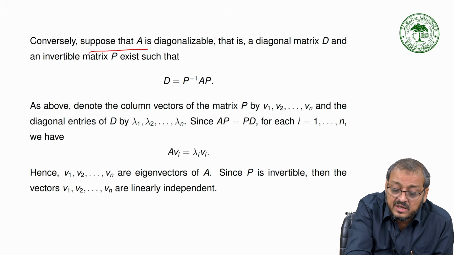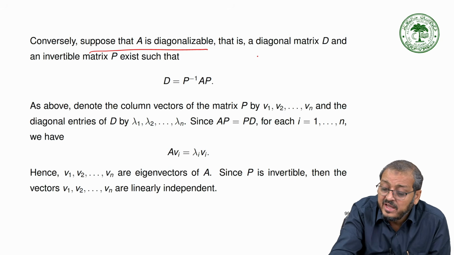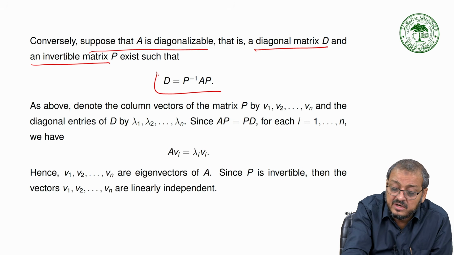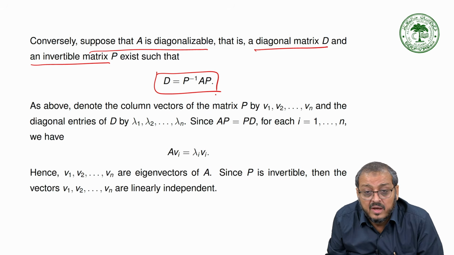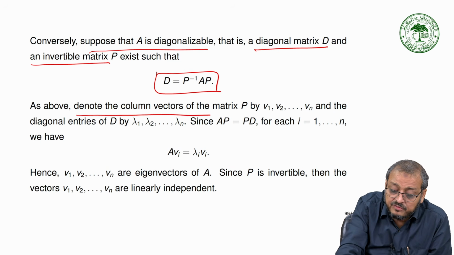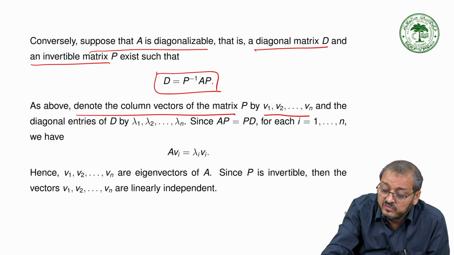Suppose that A is diagonalizable, so that there is a diagonal matrix D and a matrix P such that D can be written as P inverse AP. Now the column vectors of P we denote by v1, v2, ..., vn as above.